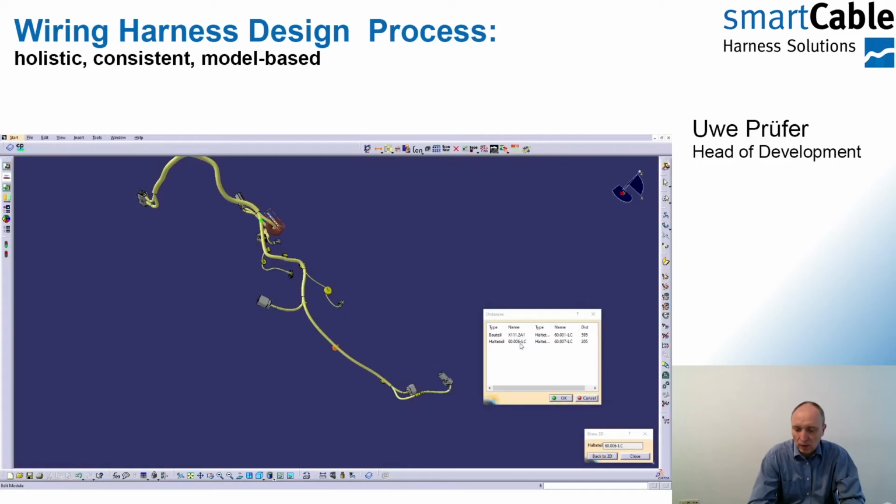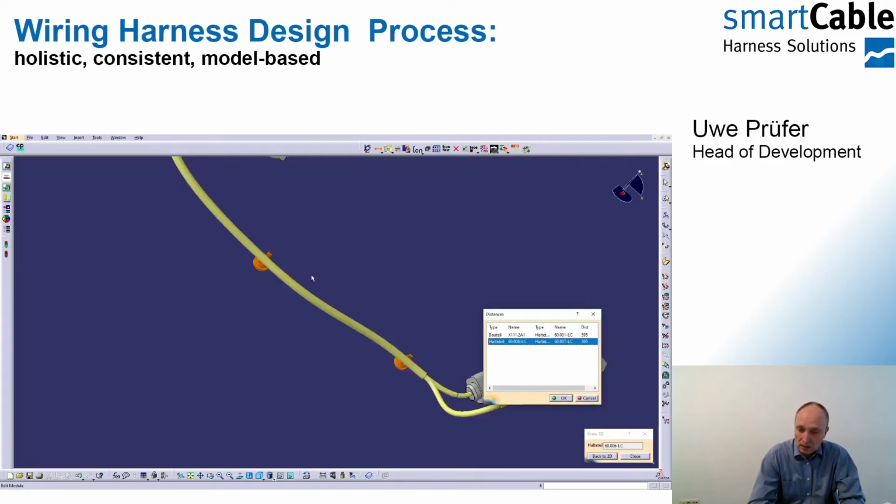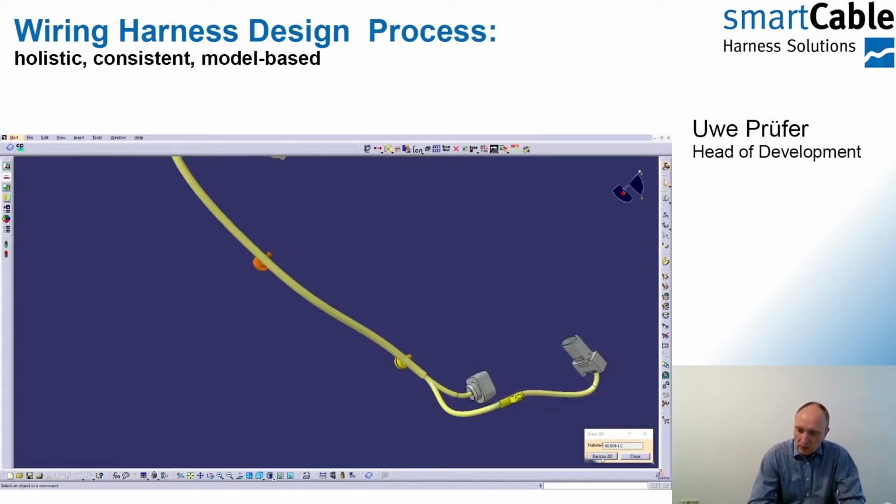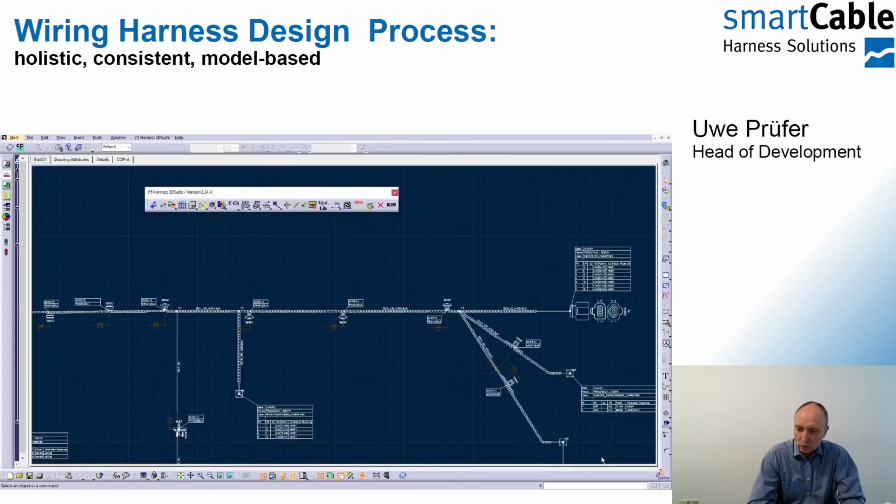I define the maximum allowed length for fixing to fixing and connector to fixing. I run the simulation. After the simulation I get a list with errors, and if I click on a line I see the location in my 2D drawing of the element that does not respect that rule.